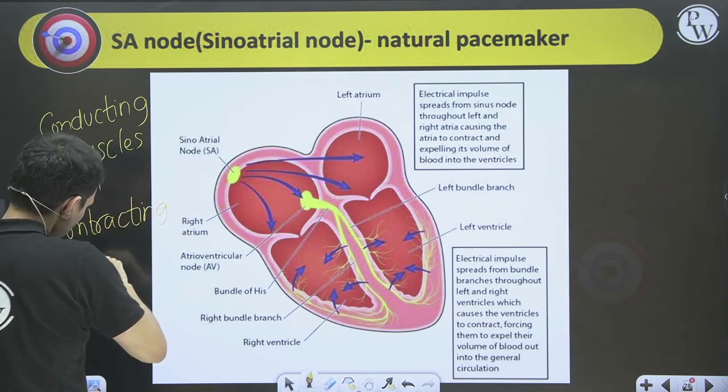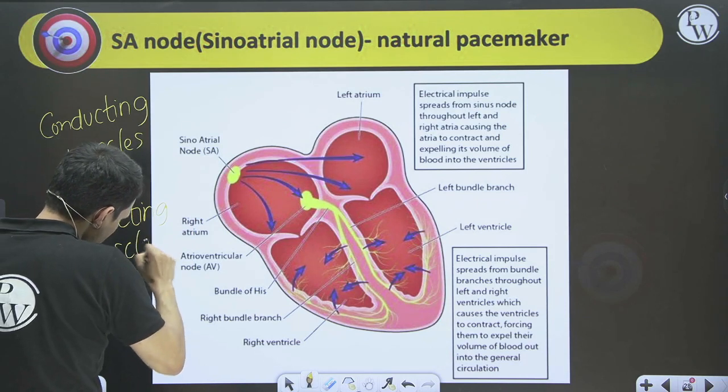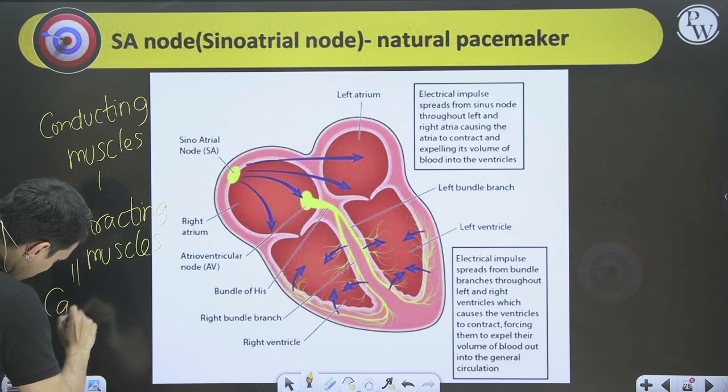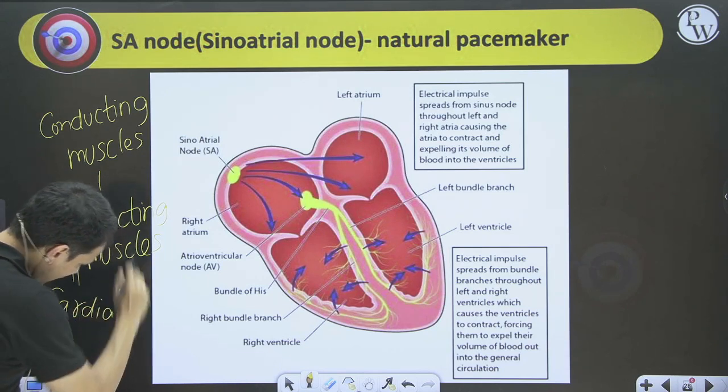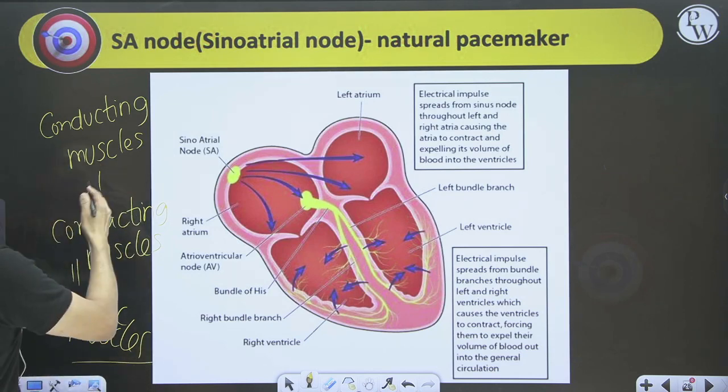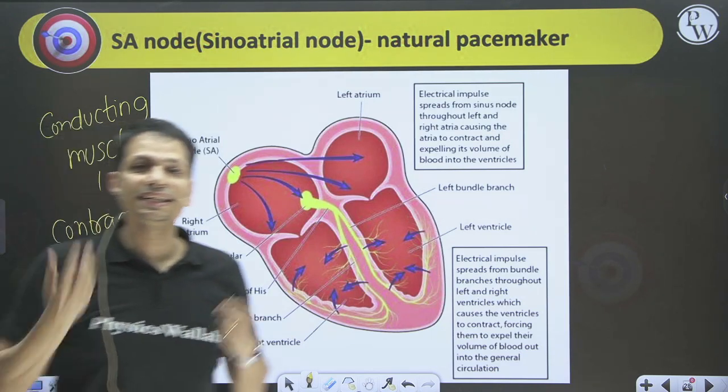Conducting muscles and contracting muscles. Contracting muscles are the cardiac muscles. Conducting muscles are the muscles which generate electricity, right?